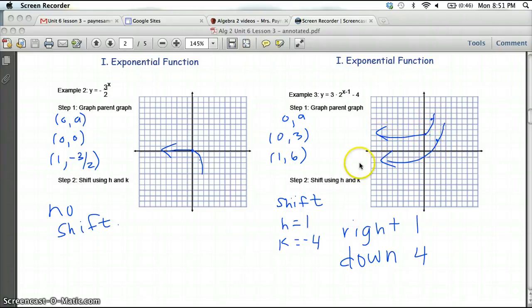That's my parent graph. My shift is 1, negative 4. So we're going to go right 1 and down 4. We go down because it's negative. If it was positive, we would have gone up. Okay, so we're going to go right 1, down 4, and then we start at our other point, over 1, down 4. We connect both of these points, and that is my exponential function with a shift.